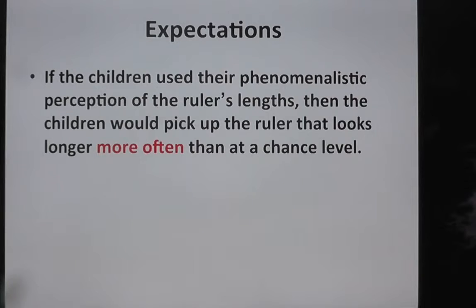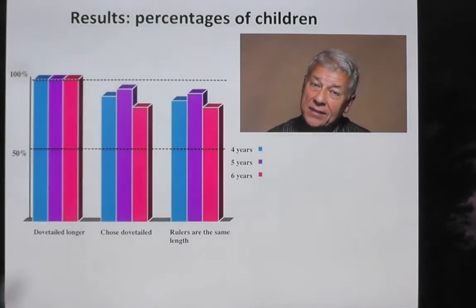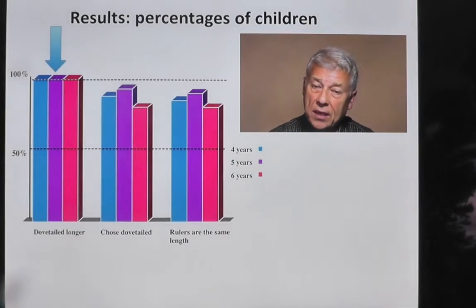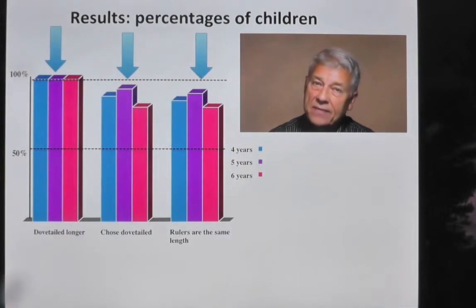We expected that if the children used their phenomenalistic perception of the ruler's lengths, then the children would pick up the ruler that looks longer more often than at a chance level. If, however, they used their rational knowledge, then they would pick both rulers at a chance level. As we can see on this graph, 100% of children answered that the dove-tailed ruler was longer, and over 80% used this ruler in order to reach the postage stamp. When the rulers were reinstalled back to the backgrounds and the children were asked again whether the rulers were of equal lengths, over 80% of children correctly said that the rulers were the same length.